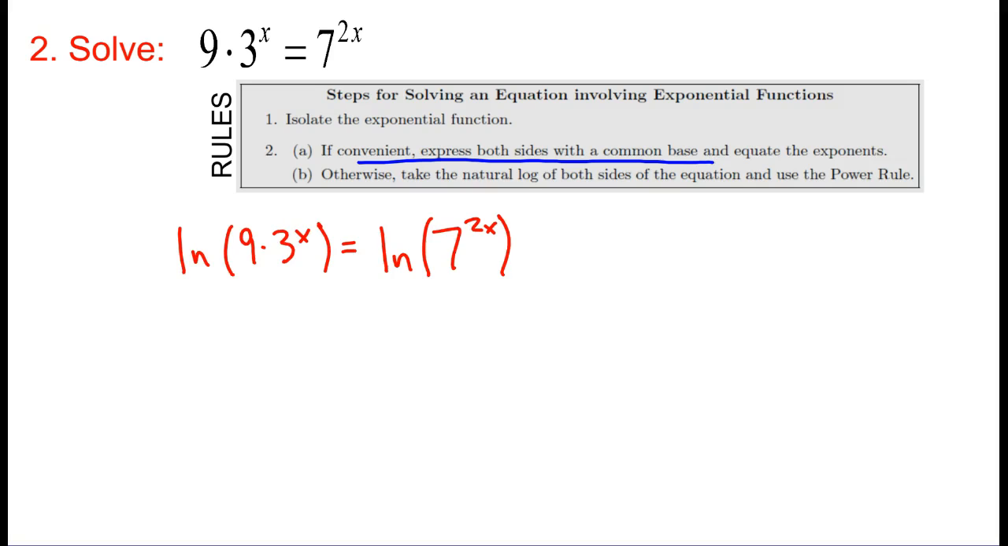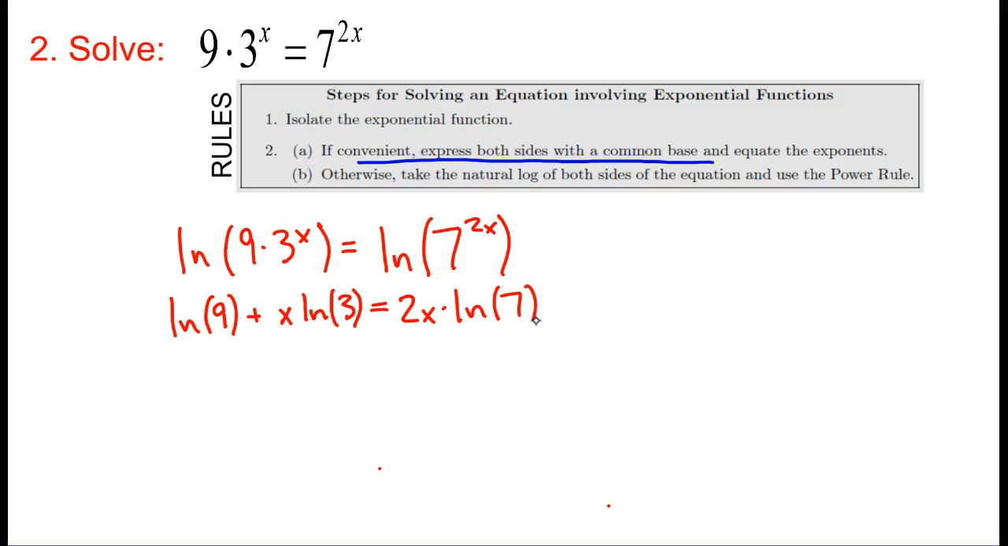Taking the natural log of both sides gives me the ln of quantity 9 times 3 to the x equals the ln of 7 raised to the 2x power. Now I'm going to go ahead and use some properties of logarithms to transform this equation so that it looks a little different. I'm going to say that the natural log of 9 plus x times the natural log of 3 equals 2x times the natural log of 7. So I used the multiplication property of logarithms as well as the power rule for exponents.